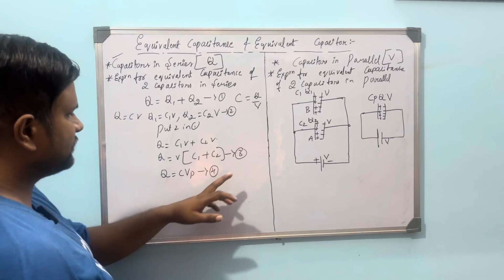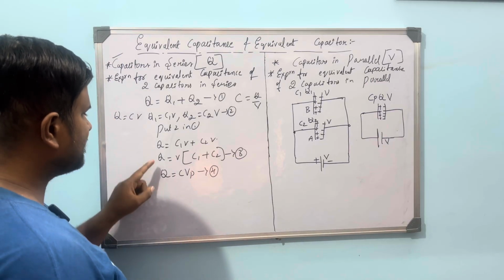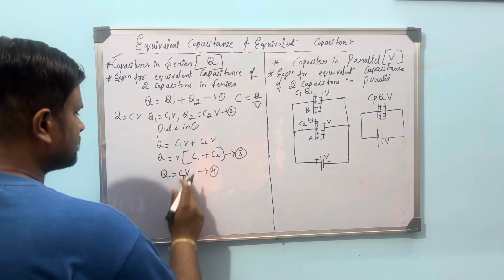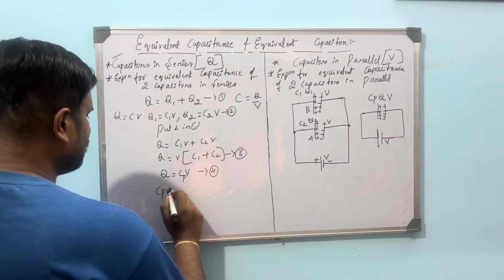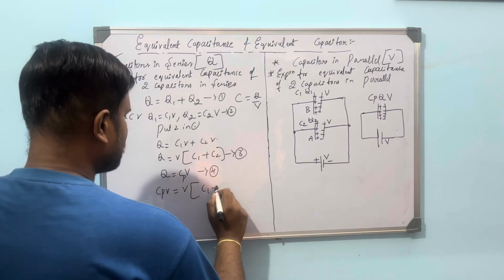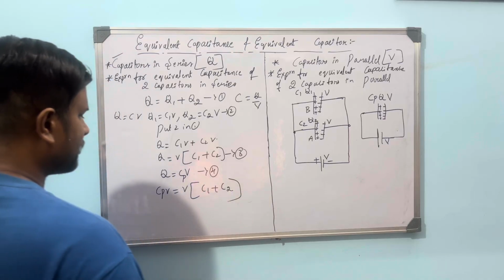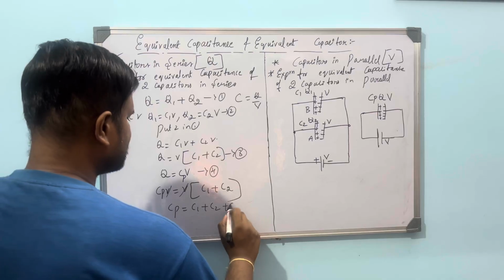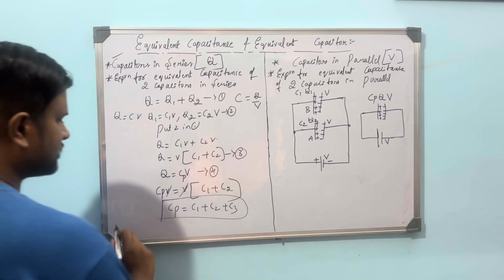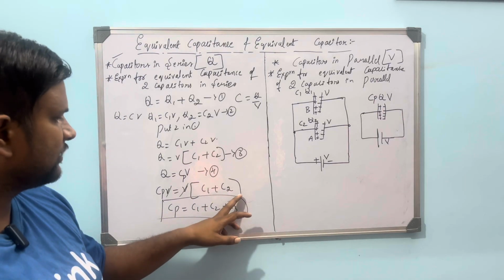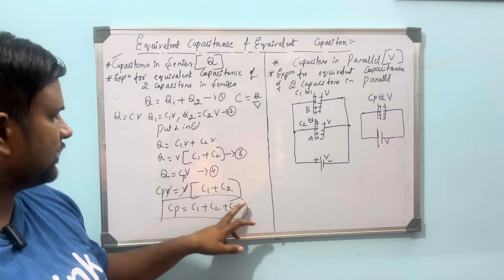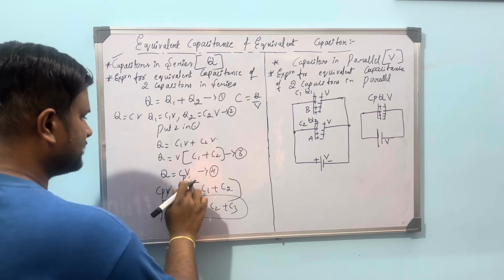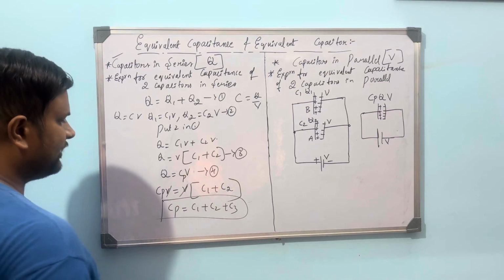If you see equations 3 and 4, the LHS are equal, so we can equate the RHS. Cp into V is equal to V into C1 plus C2. Here V cancels, so Cp becomes C1 plus C2. This is the expression for two capacitors in parallel, and for three capacitors in parallel it is C1 plus C2 plus C3. Previously I wrote P here, which is actually wrong. You need to write Cp here.